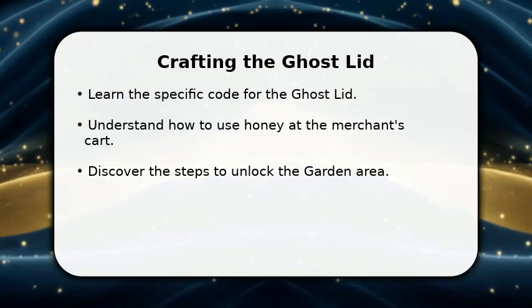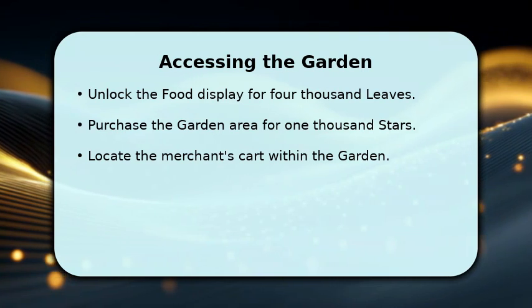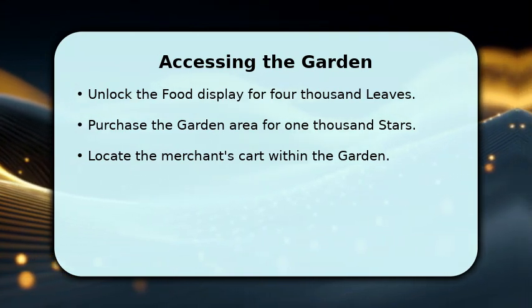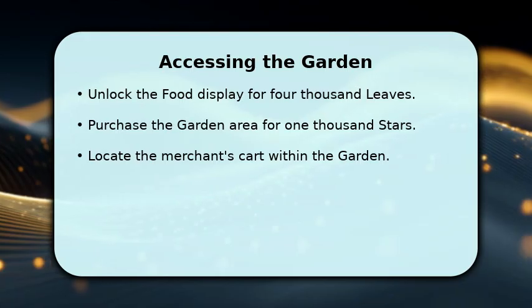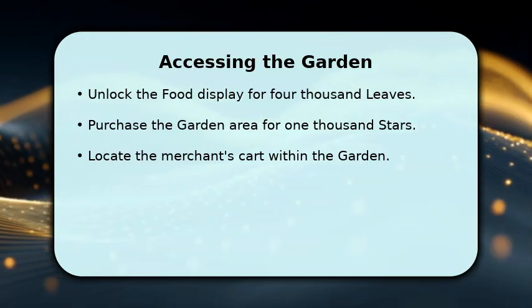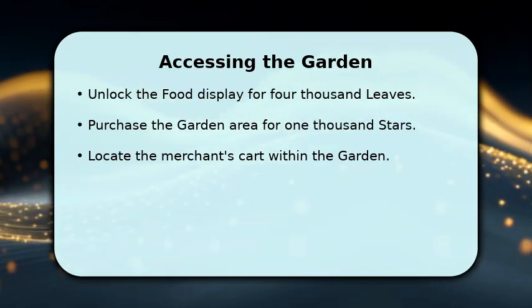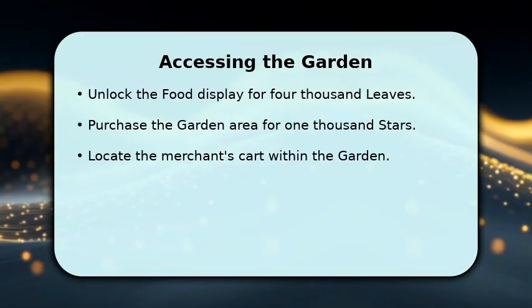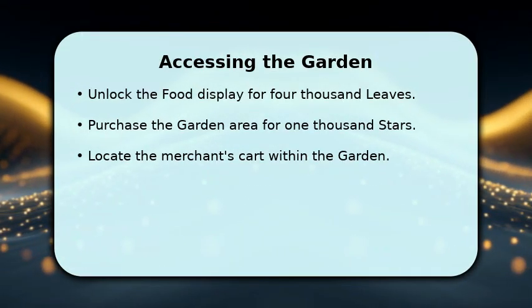all your customers. Before you can craft any special lids, you need to unlock the garden area. First, spend 4,000 leaves to unlock the food display in your main room. Once that's done, you'll begin earning stars. Use 1,000 of these stars to purchase and unlock the garden. This area is absolutely crucial because it houses the merchant's cart, where all your lid crafting takes place.